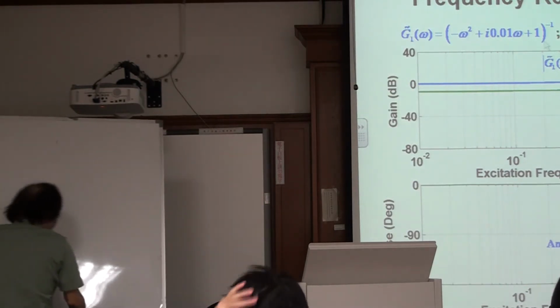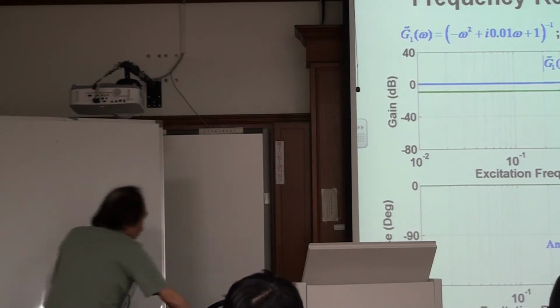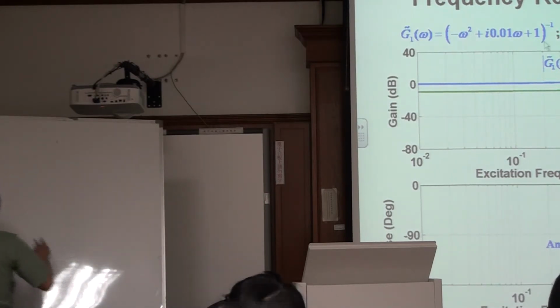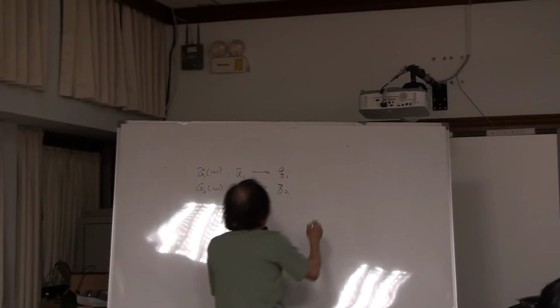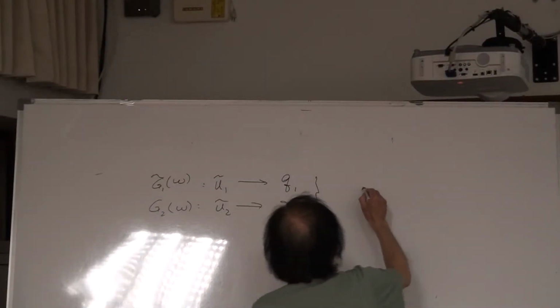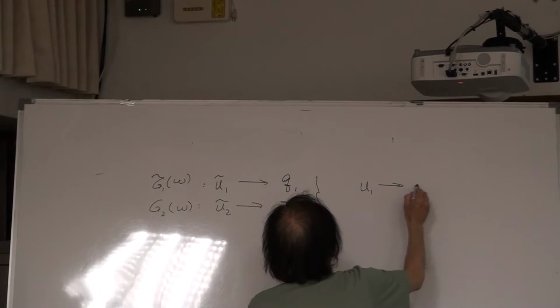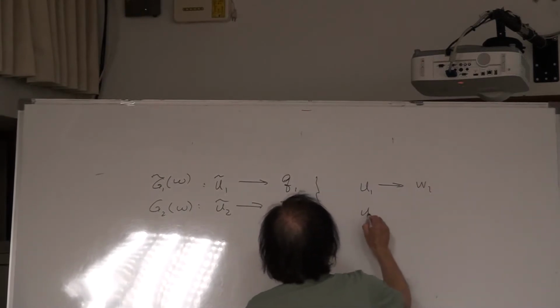The blue color there, we have two frequency response functions in here. One is from U1 tilt to Q1. So that's G1 tilt omega. And G2 tilt omega is really from U2 tilt to Q2. So this is different from the one we talked about from U1 to W1 and from U2.